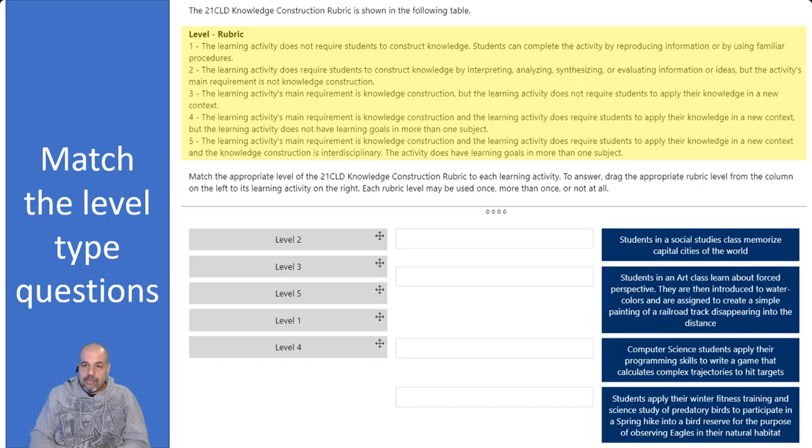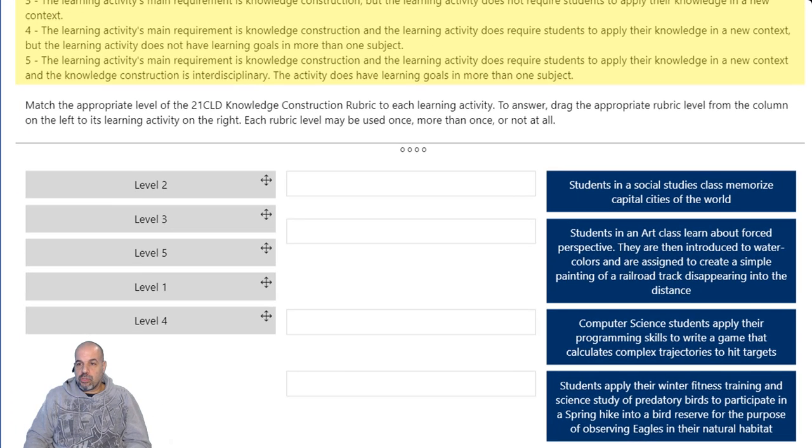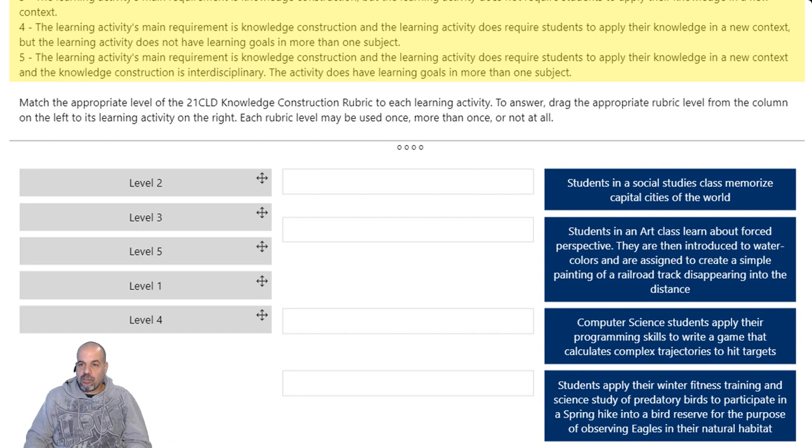So let's analyze these. Let's look at the first one. Students in a social studies class memorize capital cities of the world. The fact that they have to memorize, there's no knowledge construction, straight away that's going to be a level 1. Remember, there's no level 0. So if it doesn't meet any of the levels of the rubric, that's going to be a level 1.